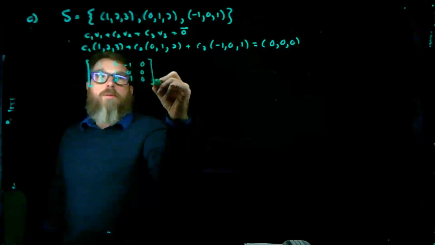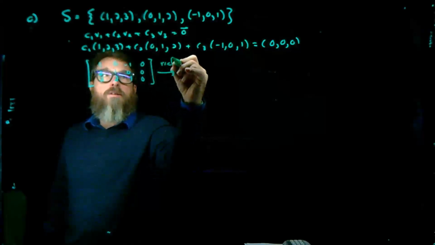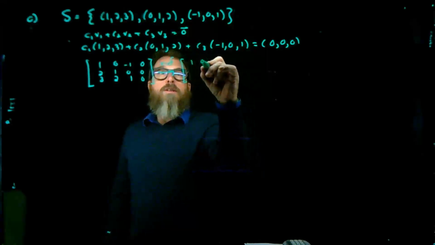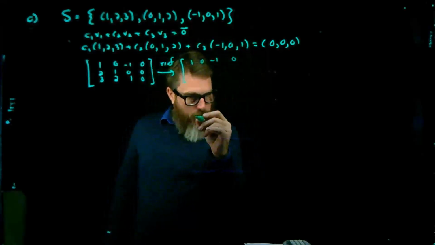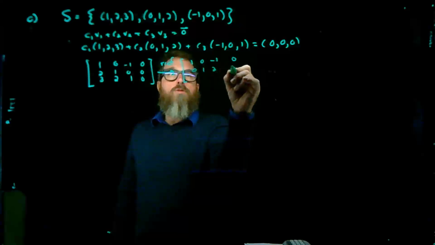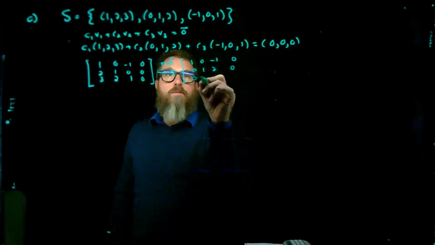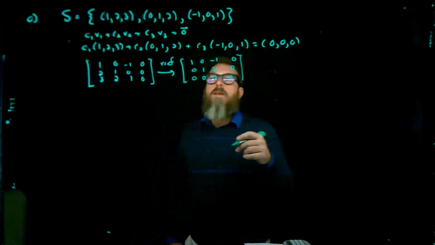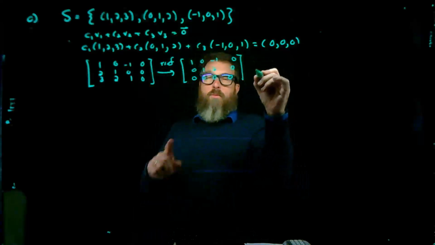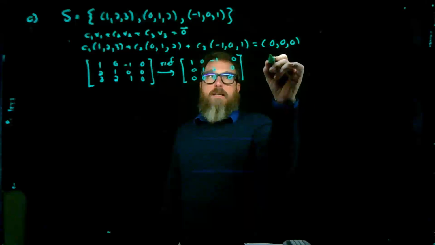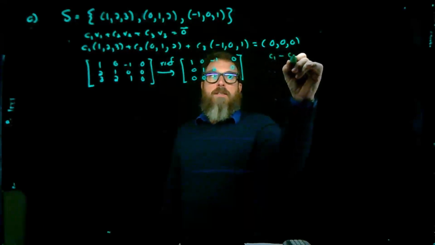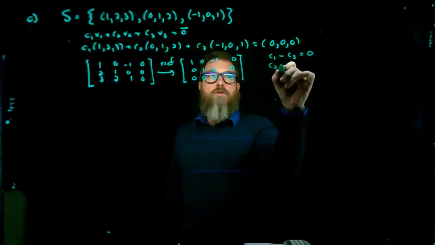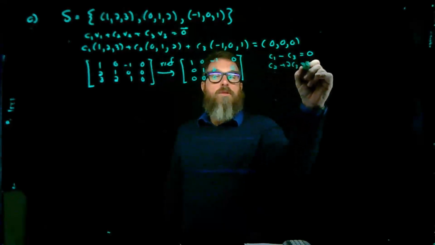And what I'm going to do is row reduce echelon form this. And we're going to get 1, 0, negative 1, 0. This is going to be 0, 1, 2, 0. And then finally we're going to have a 0 row on the bottom. Okay, boom. So what does this say? Well, the top line says C1 minus C3 is equal to 0. The second line says that C2 plus 2C3 is equal to 0.